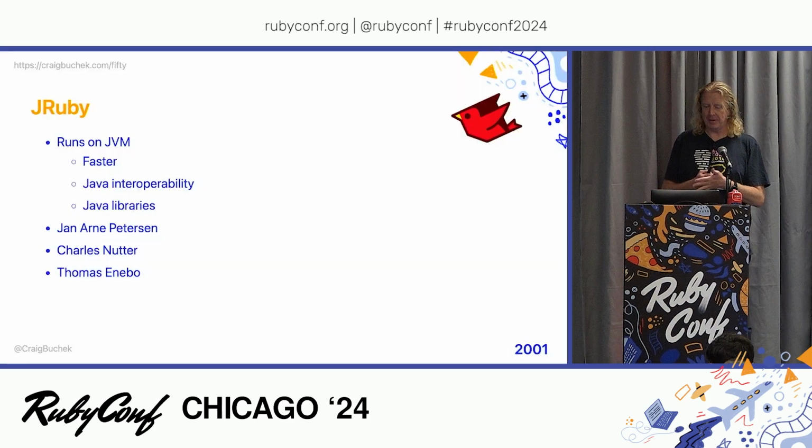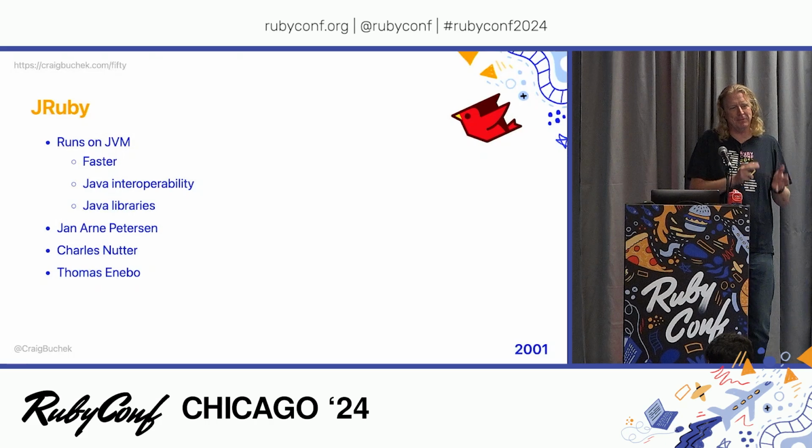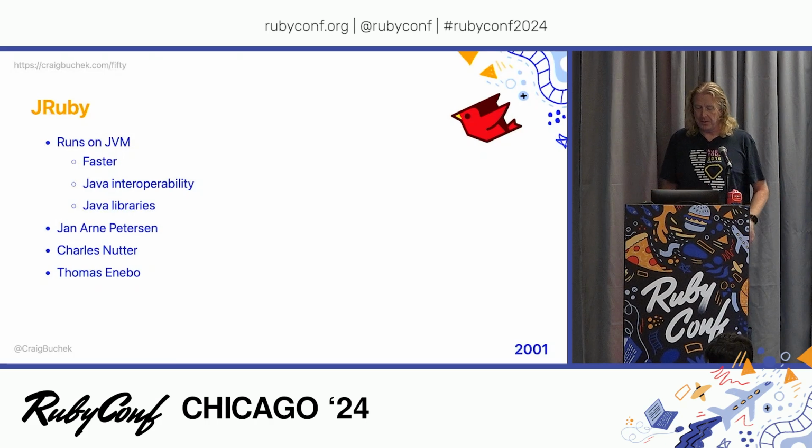2001, this is much earlier than I expected. JRuby came out. It's written by Jan Arne Petersen. It ran on the JVM, which made it faster, but more importantly, it could interact with the JVM and its libraries. And if you're approved to use Java, you might be able to use any JVM language, honestly. Later, Charles Nutter and Thomas Enebo joined the project, and both of them are giving talks. They've both been working on this for 20 years, and Charles is going to talk about JRuby in those 20 years.